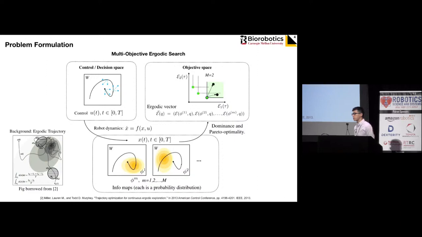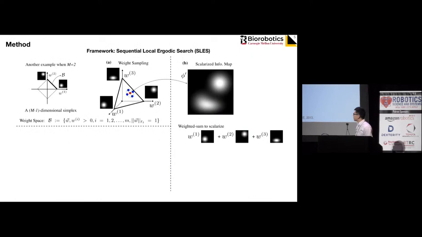Since we're optimizing multiple objectives, in general, there does not exist a single solution that can optimize all the objectives at the same time. Therefore, we seek to find a set of Pareto optimal solutions. A solution is Pareto optimal if we cannot improve over one objective without deteriorating at least another objective. To compute a set of Pareto optimal solutions, in this work, we take a weighted sum-based approach, which appears in the next slide.